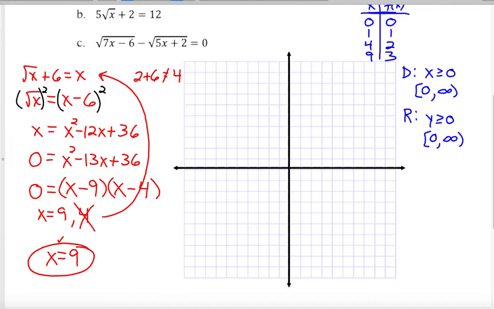So that's why it's really important to always remember to check your answers. Because when you square both sides, which is what we did here, you could be introducing extra solutions. And in this case, we did.